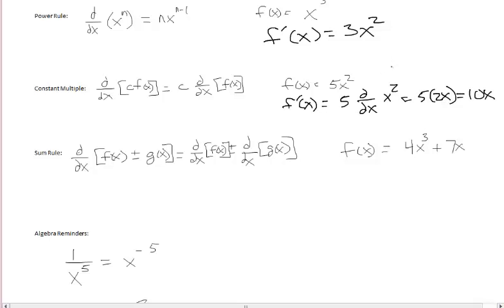And we don't have to keep rewriting it. It's important to understand that this happens. But what we're going to do in most cases is multiply the 2 times the 5 to give us the 10, and then subtract 1 from the exponent to give us x. But that's generally how the rule works.